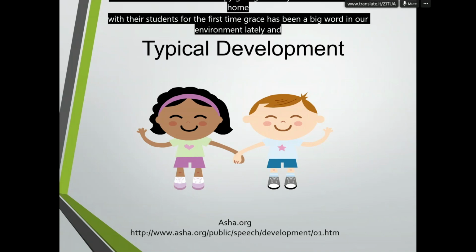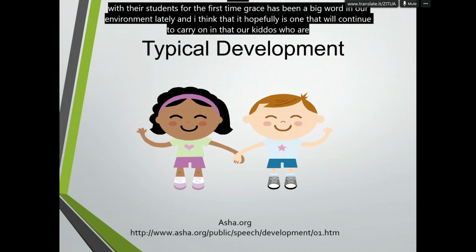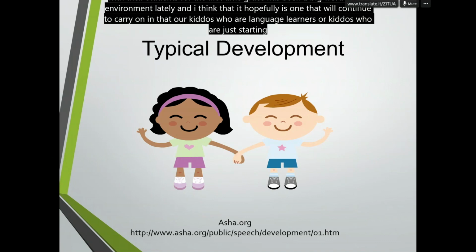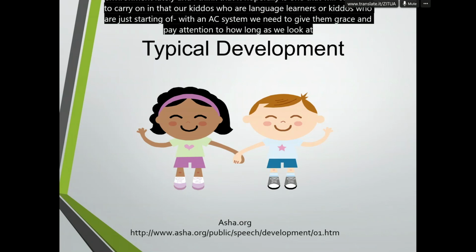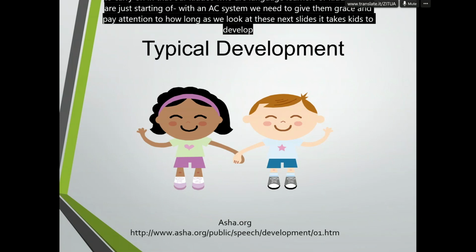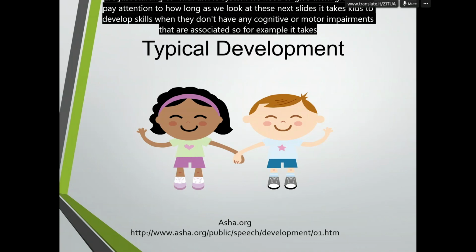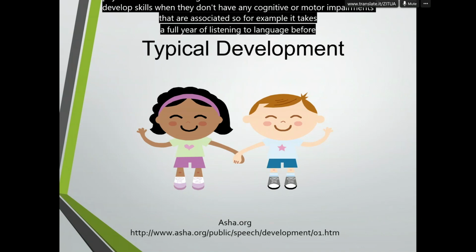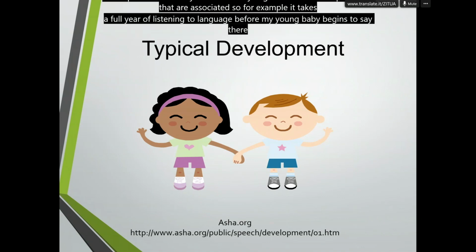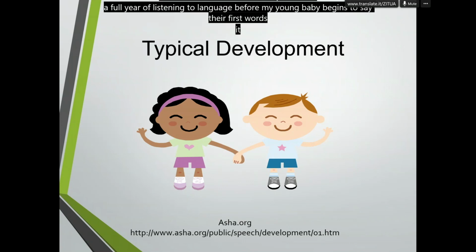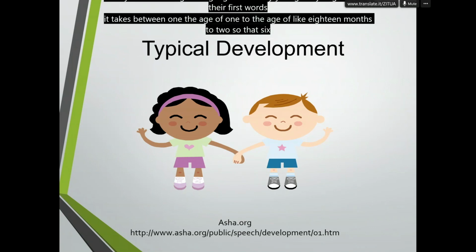And I hope it is one that will continue to carry on, in that our kiddos who are language learners, or who are just starting off with an AAC system, we need to give them grace. As we look at these next slides, pay attention to how long it takes kids to develop skills when they don't have any cognitive or motor challenges. For example, it takes a full year of listening to language before a young baby begins to say their first words. It takes between 18 months and 2 years, so that's 6 months to a year, before a child starts to put 2 words together.